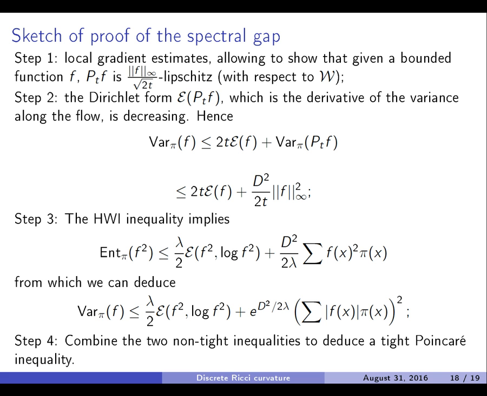So then you can split your function into a function keeping only the values above a certain threshold, and another function that just keeps the values below a certain threshold. When it's large, you control it by the L1 norm. When it's small, you control it by the L infinity norm. You fiddle around a bit, and in the end, you can combine the two non-tight inequalities into a tight inequality where the remainder terms have disappeared. So the general philosophy here is that when you have non-tight functional inequalities, but with two different estimates on the remainders that are of really different natures, you can try to get rid of both of them at the same time by combining them.